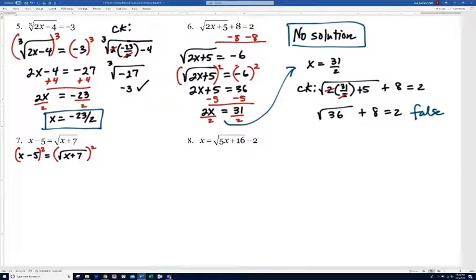Now be careful when you do this. The right side's pretty easy because you have opposites there. But on the left, we need to FOIL. We have to multiply out 2x minus 5s. So when you FOIL that out, you get x squared minus 5x plus 25. And if you combine those minus 5x terms, you're going to get x squared minus 10x plus 25.